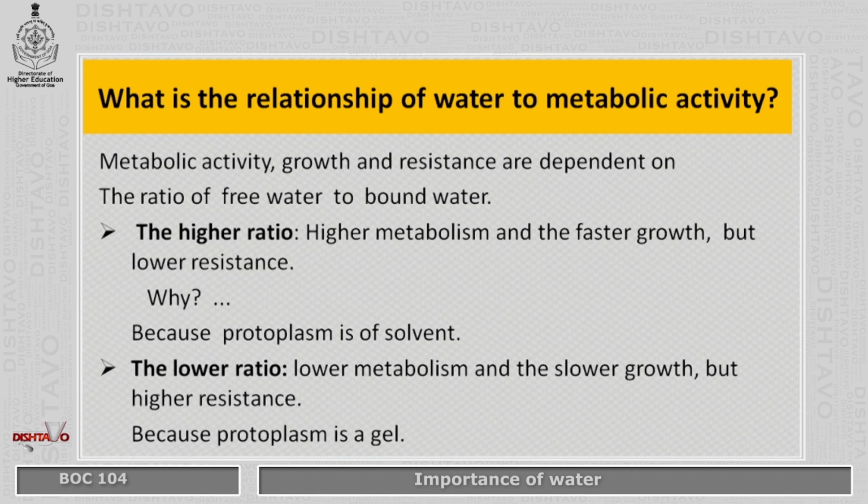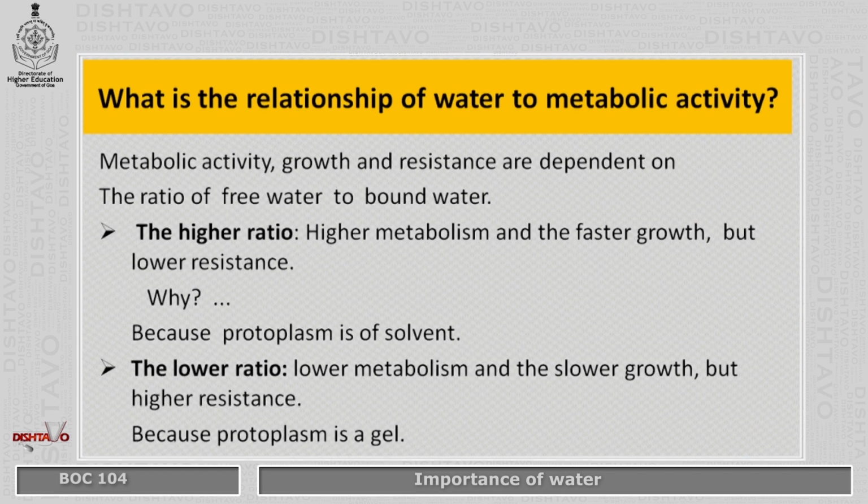So, what is the relationship of water to metabolic activity of the plant? The growth of the plant, its metabolism and resistance all depend on the ratio of free water to bound water. The higher the ratio, the higher will be the metabolism in the plant. So also, faster is the plant growth, but the plants are low in resistance. Why could this be? This is because the protoplasm is a solvent here.